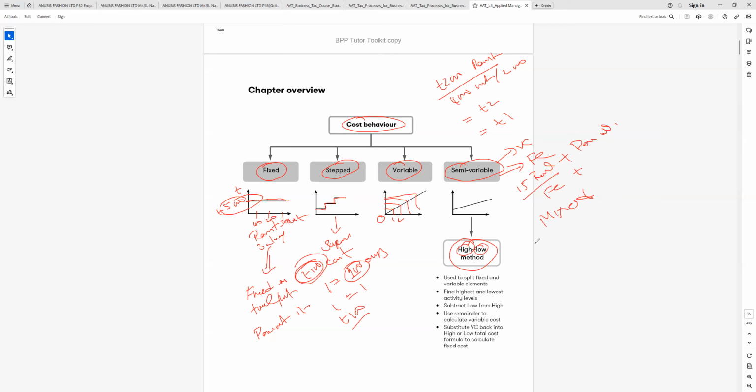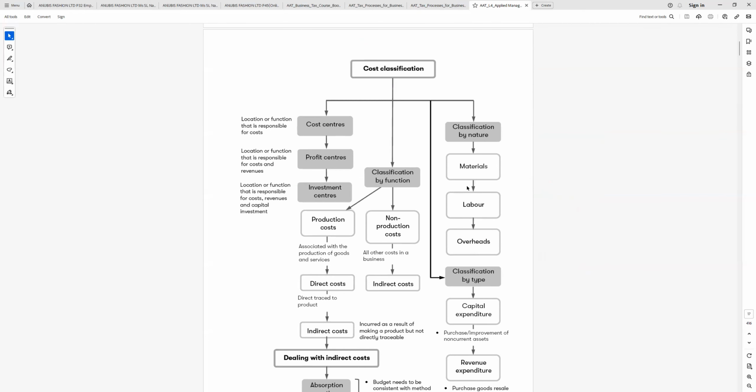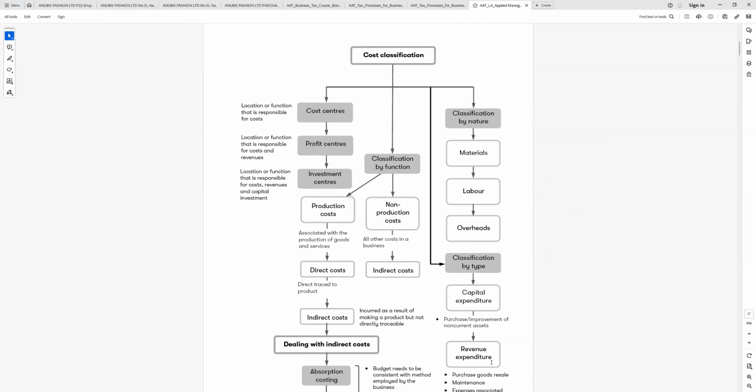For example, if the mixed cost is a total of 10,000, we need to find out how much is the fixed cost and how much is the variable cost. By using the high-low method, we separate the total cost into fixed cost and variable cost. This is a very easy method that we have done on our level 3 as well. So let's move on to the next page. The next page we have here is called cost classification.